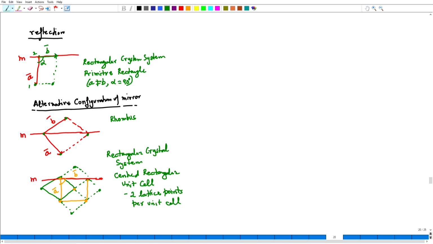So, even though I have a rhombus, remember there are constraints on the rhombus. What are the constraints in the rhombus? That A is equal to B, but the angle could be anything. Here, the constraint is that the angle for this rectangular unit cell has to be 90 degrees, while there are no constraints on A and B, but there is at least one constraint in either case. So, the system we will call the rectangular crystal system, but centered, and the conventional unit cell is the centered rectangular unit cell.